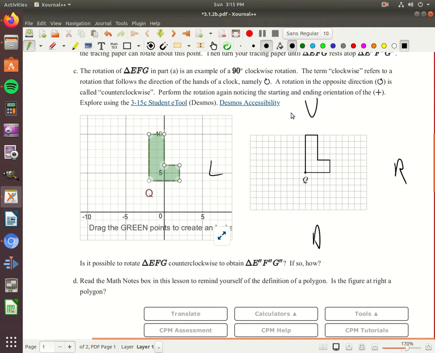Well, think about it. If I go 90 degrees counterclockwise, that means that this, now I'll change colors here, think about it. Wouldn't this be up now? And if you turn your head, if this is up, isn't this down? And wouldn't this be left? And wouldn't this be right? So that's what we're going to do.